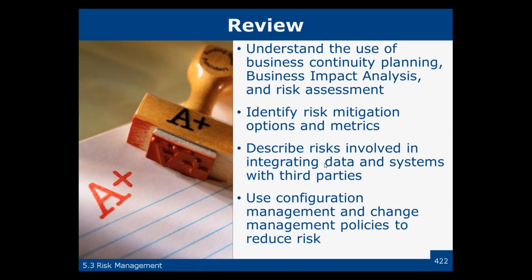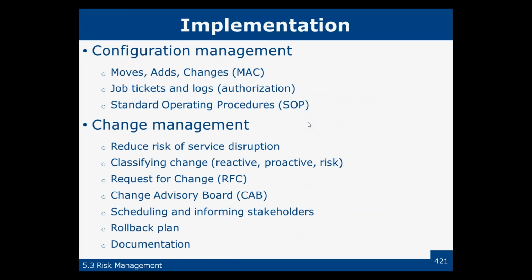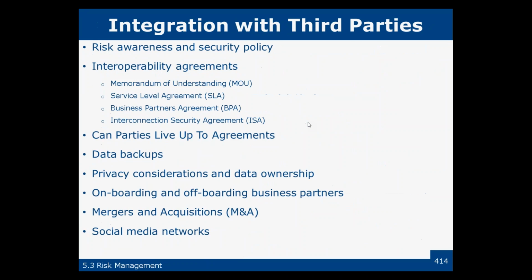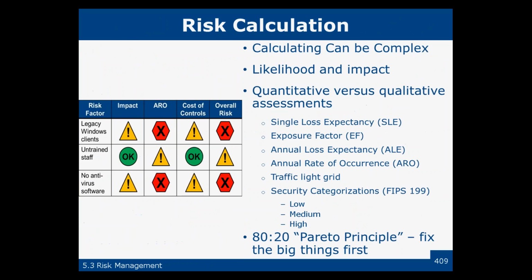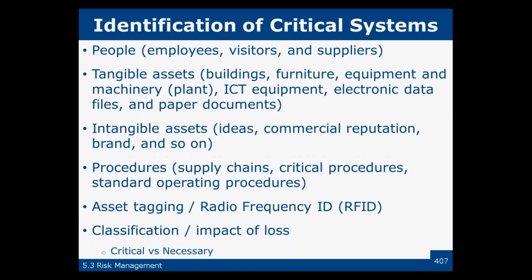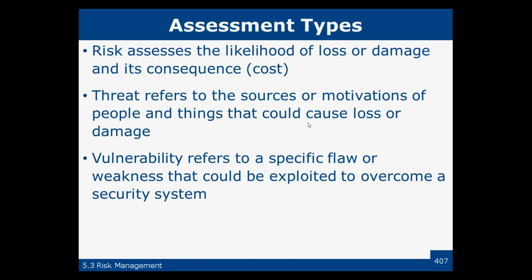So let's do the questions here. What are the main components of a business impact analysis, or BIA? Identify the critical functions, identify the assets, define the threats, and assess the risks. All of that, exactly. What is a continuity of operations plan?